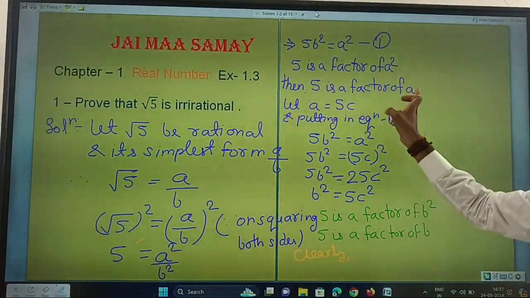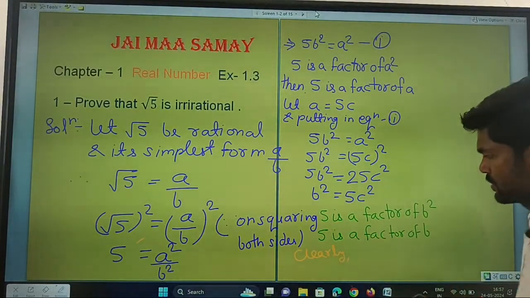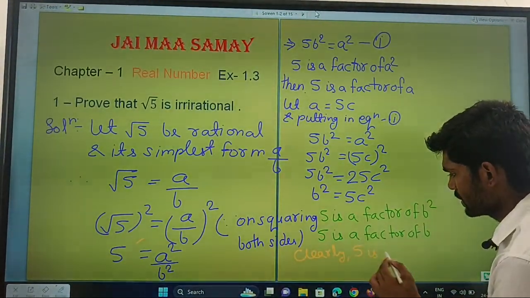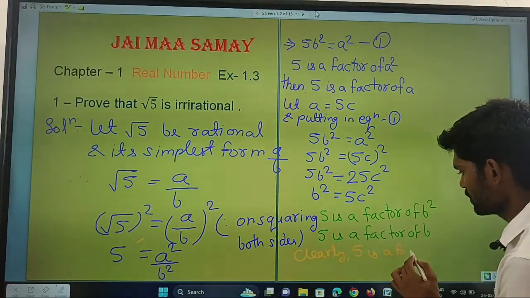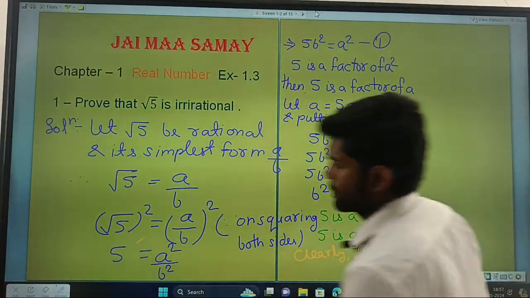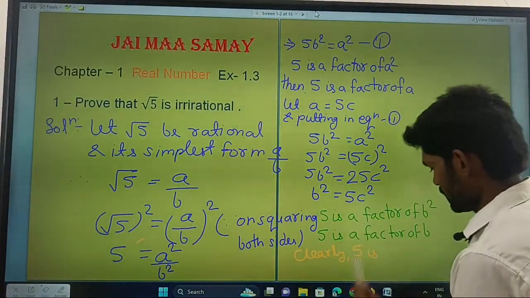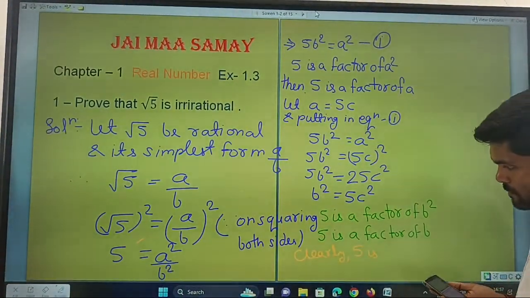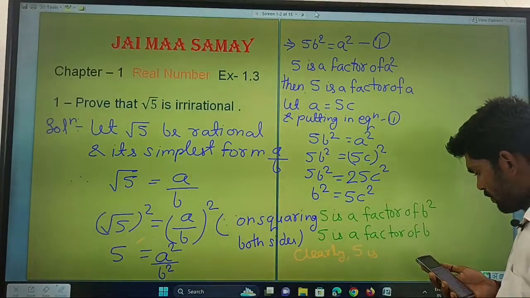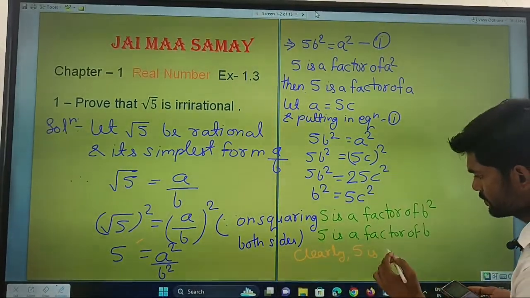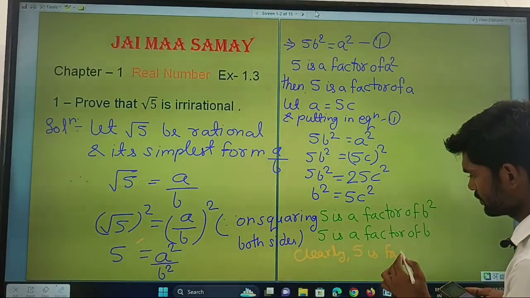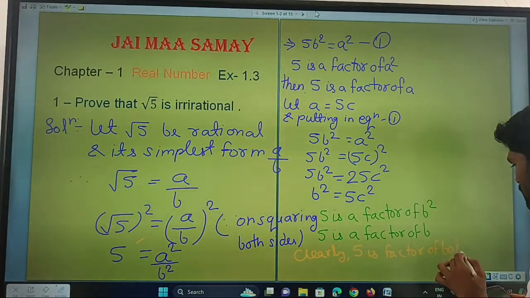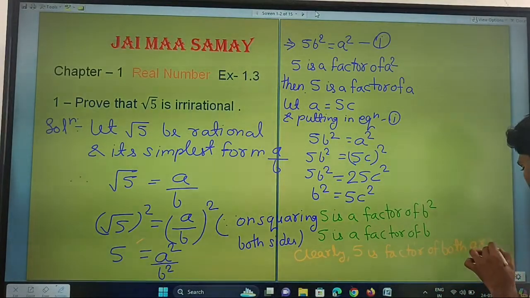See, 5 is a factor of A also, 5 is a factor of B also. Is the yellow color looking clear? 5 is a factor of both A and B.